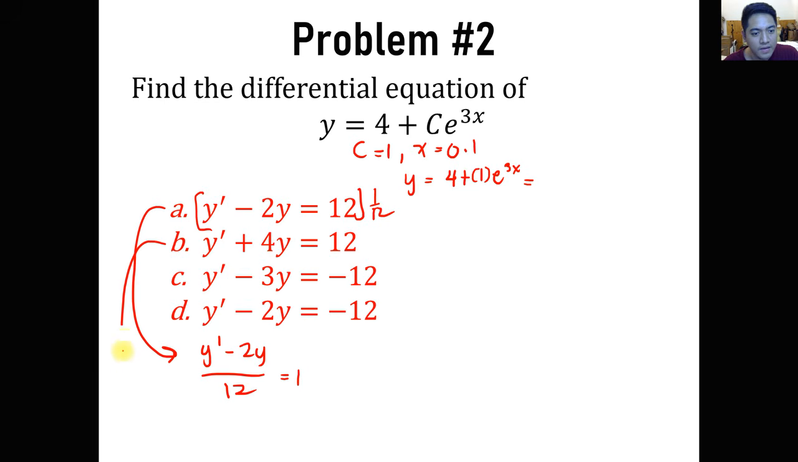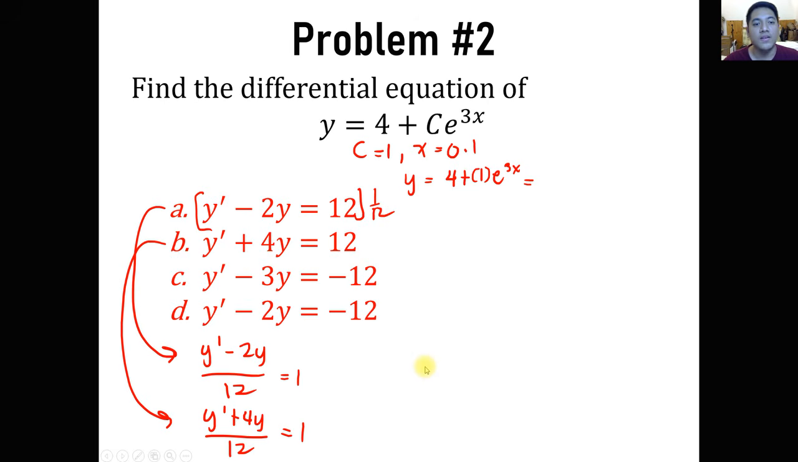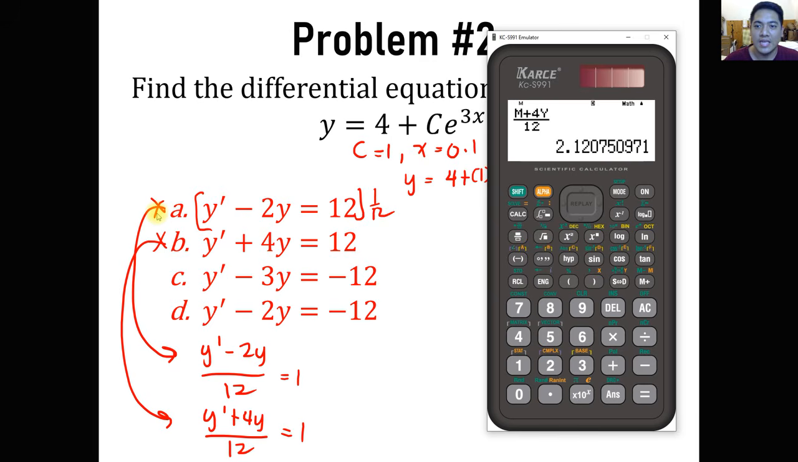How about for letter B? We have y prime plus 4y equals 12 equals 1, or over 12 equals 1. Sorry. So I just have to simply change this by plus 4, and divided by 12. So y prime plus 4y all over 12. Will it be equal to 1? No, it's not. So this is not the answer. Letter A and letter B is not the answer.